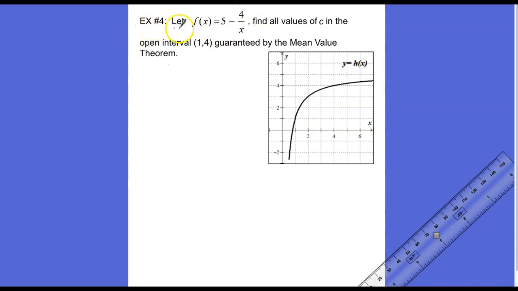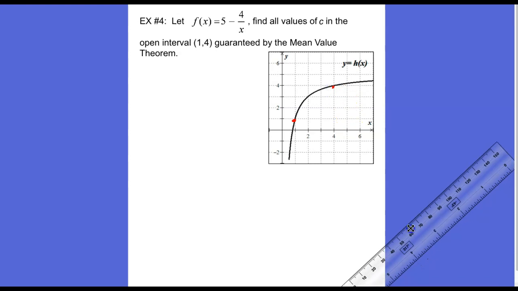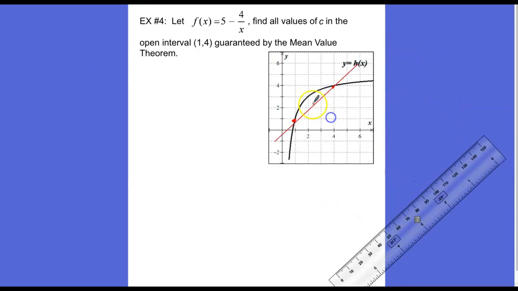Okay, let's take a look at example 4. Here we have f of x equals 5 minus 4 over x. Find all values of c in the open interval from 1 to 4 guaranteed by the mean value theorem. So if we look at points on our function for those endpoints, we have 1, 1, and 4, 4. If we sketch a secant line through those two, this is going to be the line whose slope will be equal to the slope of the tangent line.